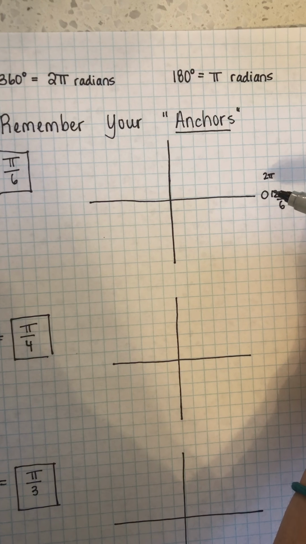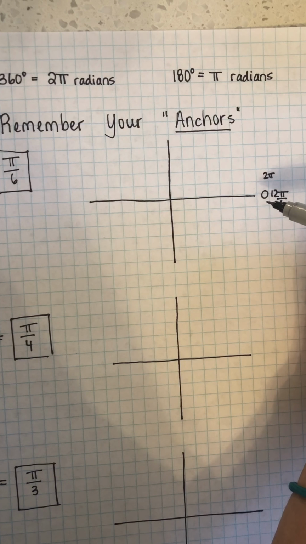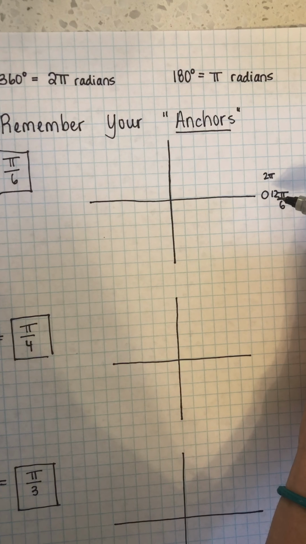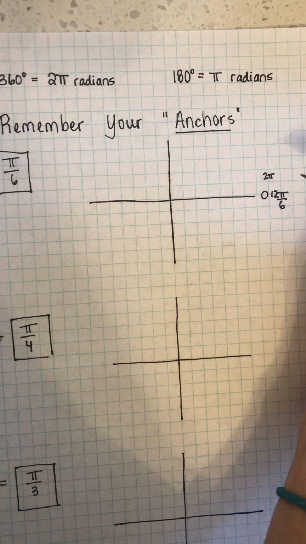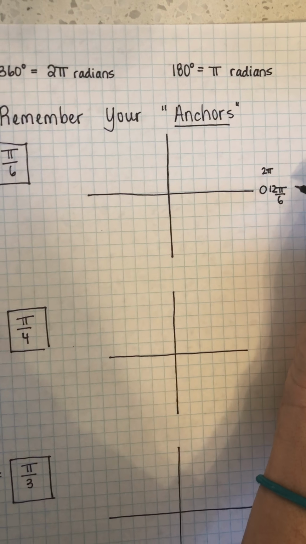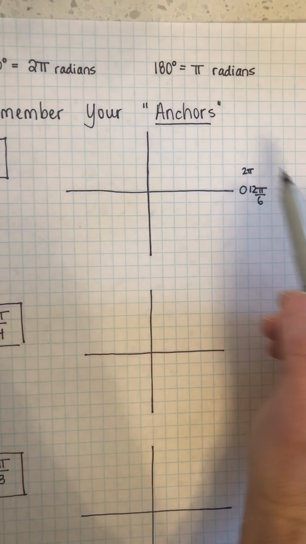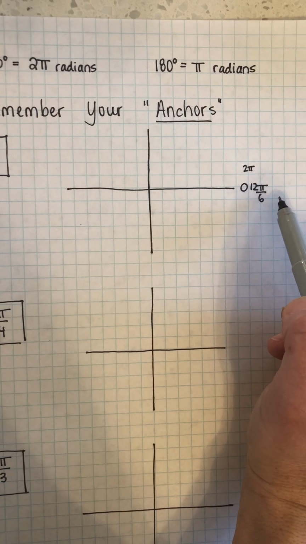So if you were ever wondering where 11 pi over 6 lands, it's going to land in the quadrant before 12 pi over 6. If you were wondering where 13 pi over 6 lands, it's going to land right back in quadrant 1 after the 12 pi over 6. All right, so that's one of your anchors. In terms of pi over 6s, 12 pi over 6 is one of your anchors.